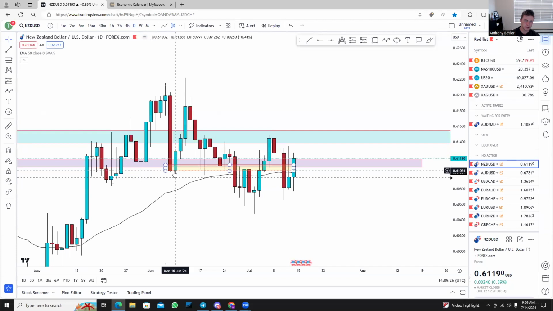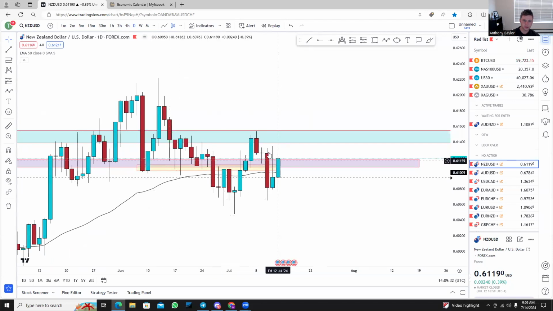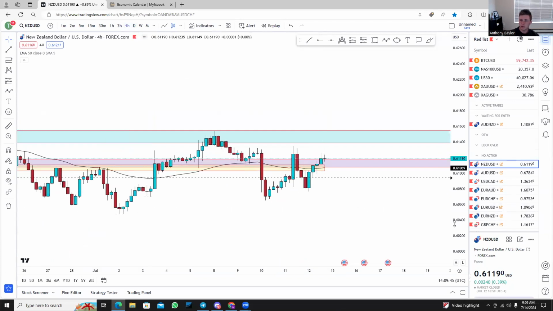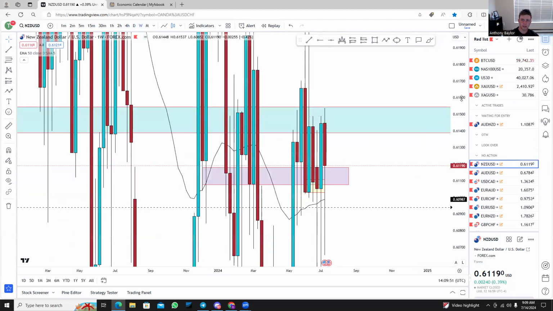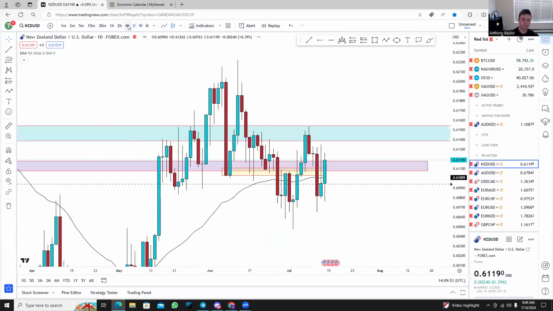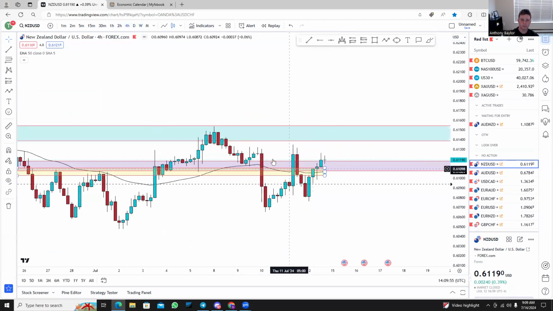Higher high, lower low, lower high, lower low, lower low. Shift in structure. Boom. Here's your lower low. Here's your lower high. Here's your lower low, lower high. Shift in structure, higher high, higher low. Daily is bullish. 4 hour is bearish. So weekly bearish, daily bullish, 4 hour bearish.